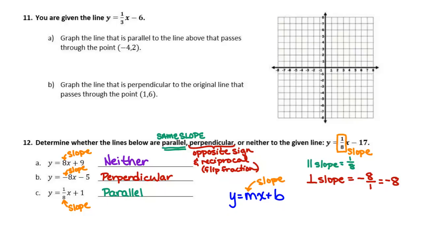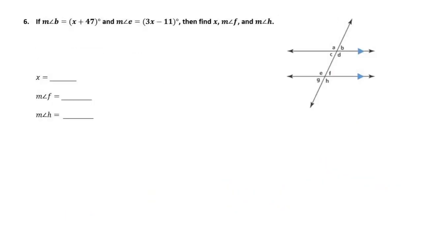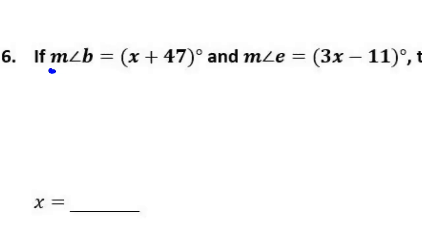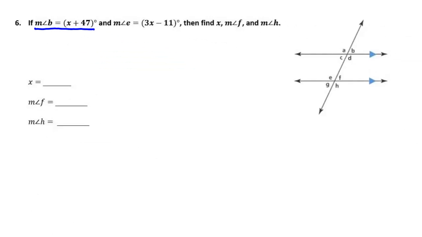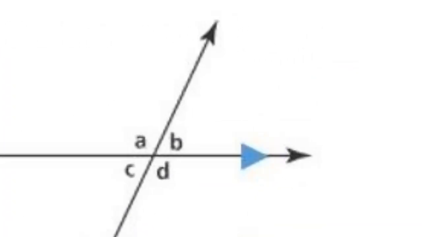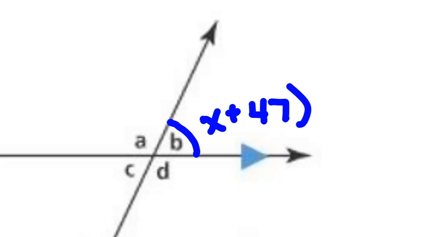Number 6? Absolutely. Let's go look at number 6 next. If the measure of angle B equals x plus 47 degrees and the measure of angle E equals 3x minus 11, then find x, the measure of angle F, and the measure of angle H. All right, so one piece at a time, we're going to mark our picture up. B is x plus 47.